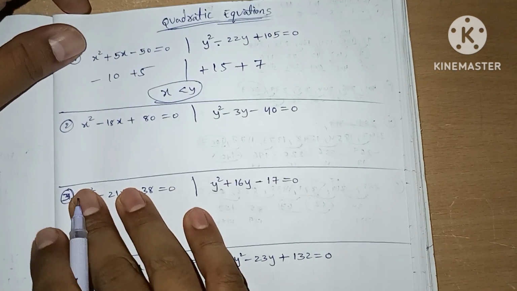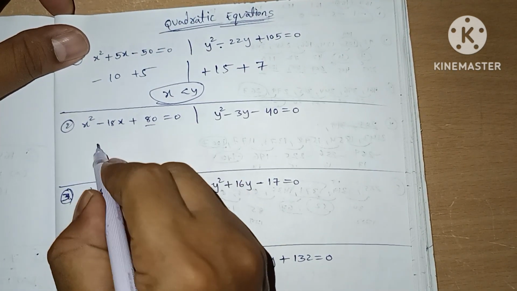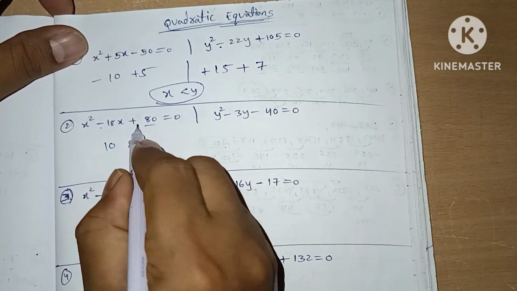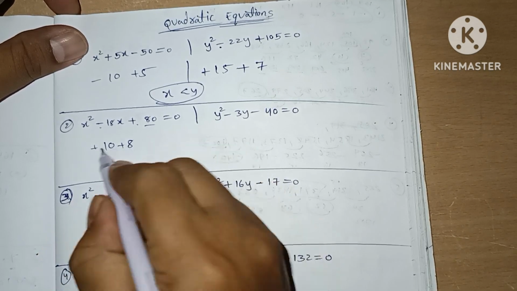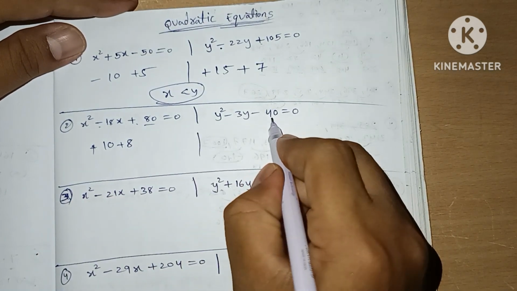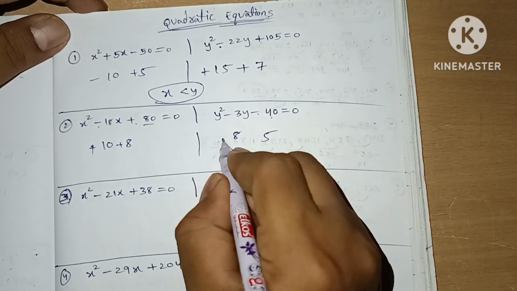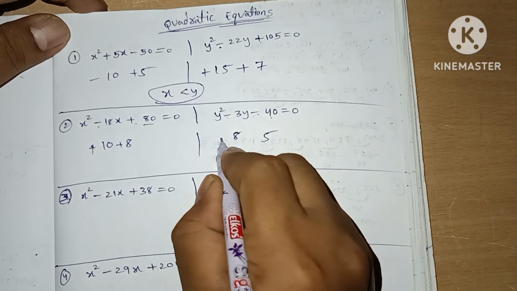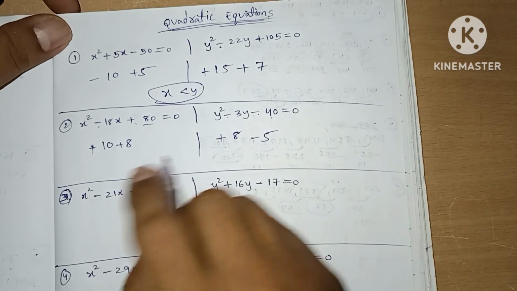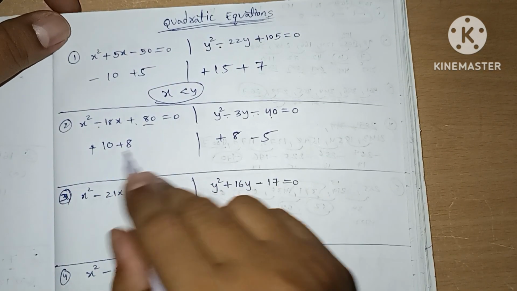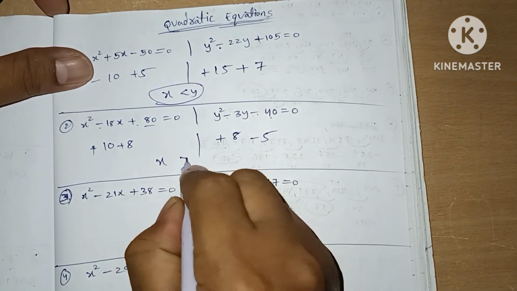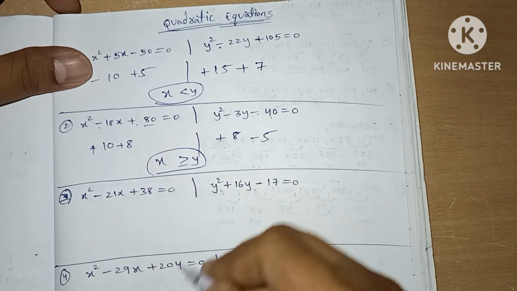Okay. Next, second question. It is 80. 80 means 10 8 times. Minus and plus. So the roots are positive. Here 40 means 8 5 times is 40. Subtracting, we get 3. So minus and minus means plus and minus. The bases are equal. So we check x is greater than or equal to y.